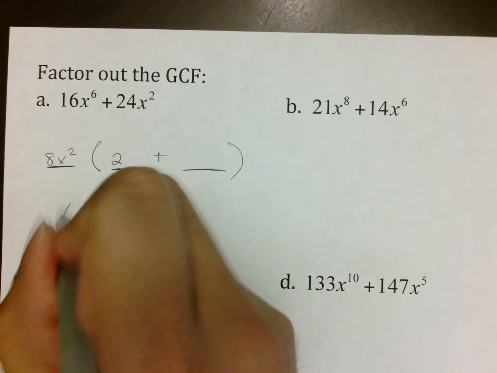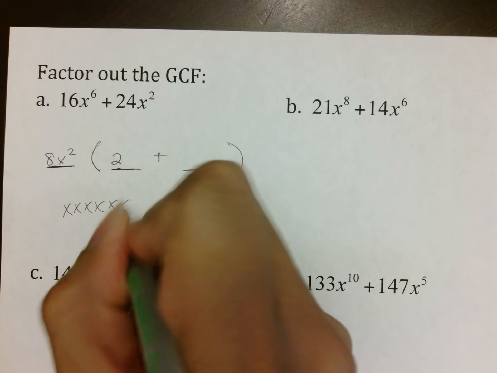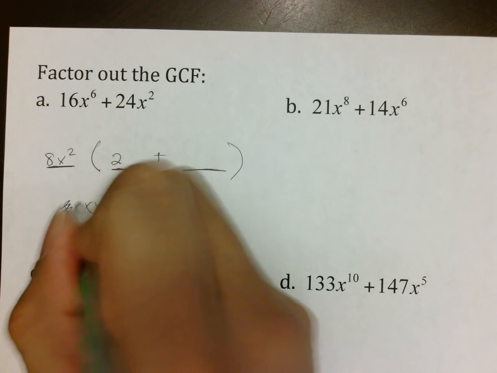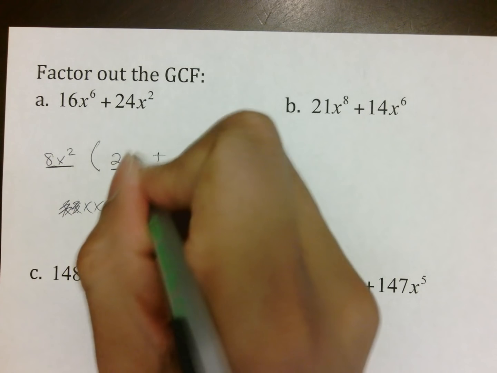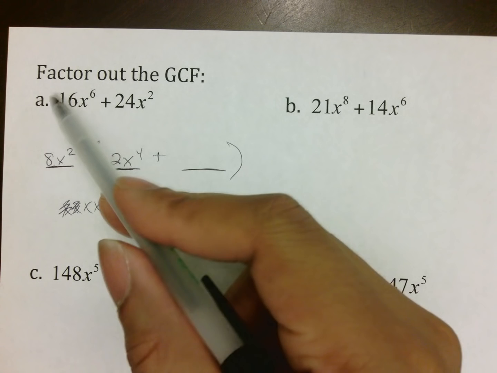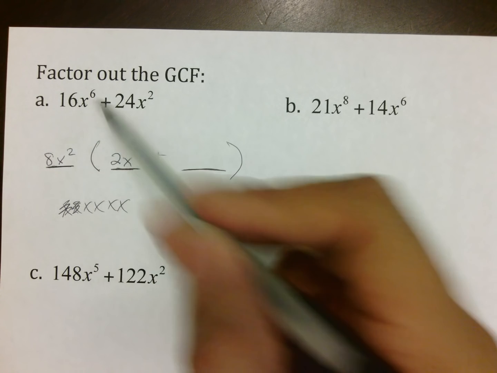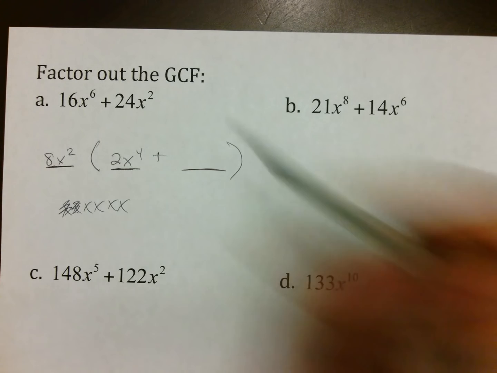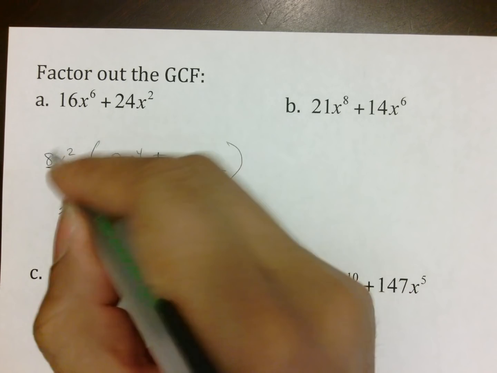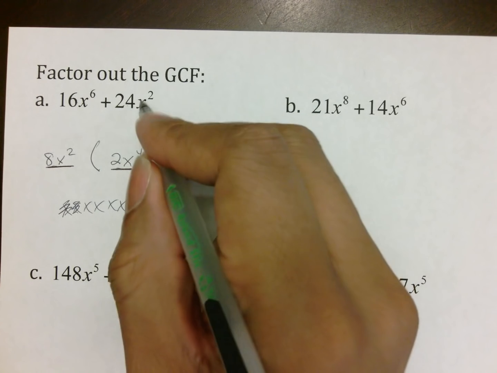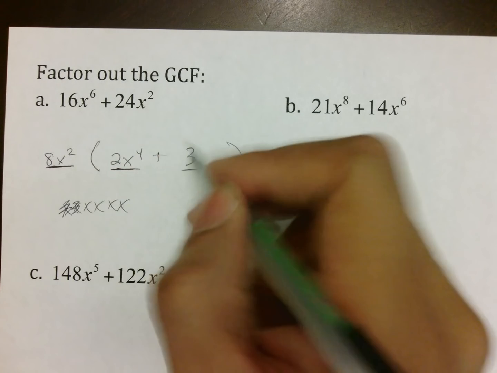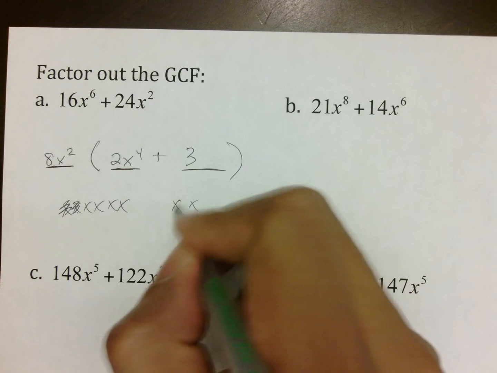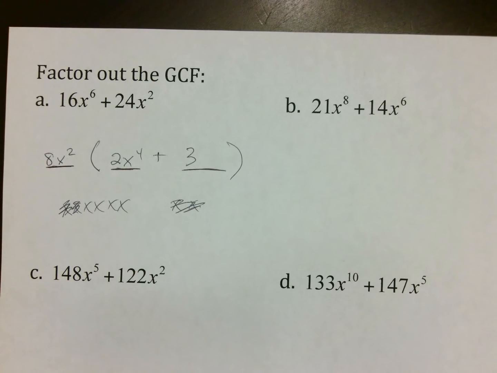Think about this. You had 6 x's, 4, 5, 6. You took 2 off. That means you now have 4 x's. So this should be 2 because of 16 divided by 8, and x to the 4th because I had 6, but I took 2 off, 2x to the 4th. Plus is going to be there. 24 divided by 8 is 3. I had 2 x's. I took them off. There are no more left. Again, you had 2 x's. You took 2 off. That is my answer.